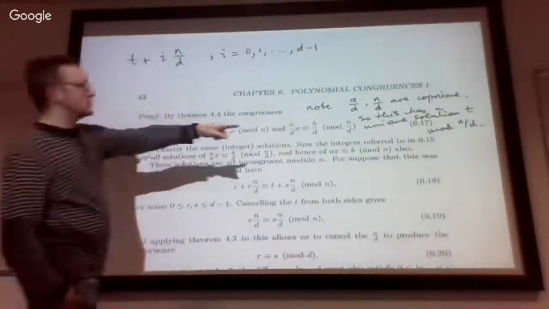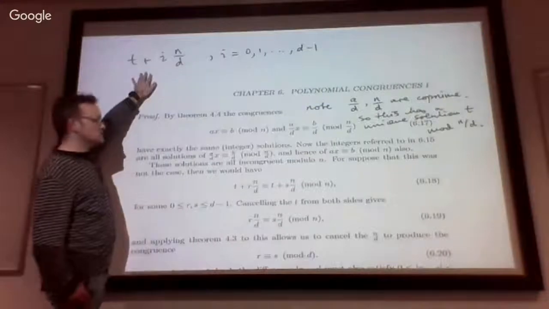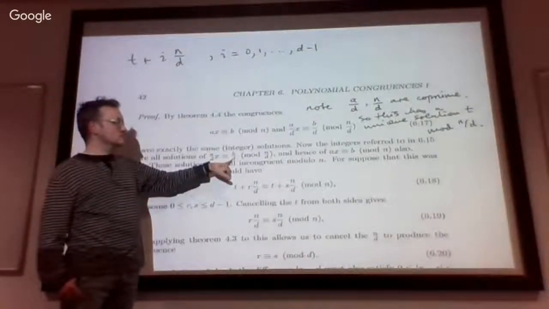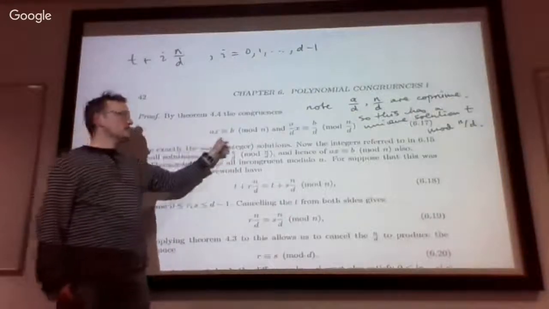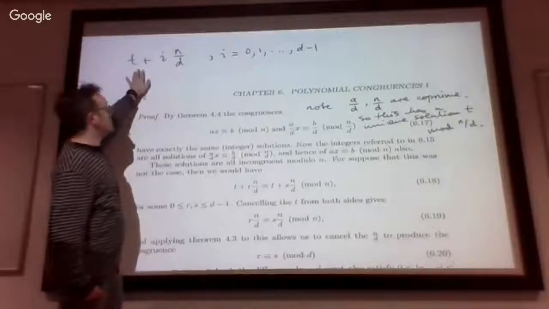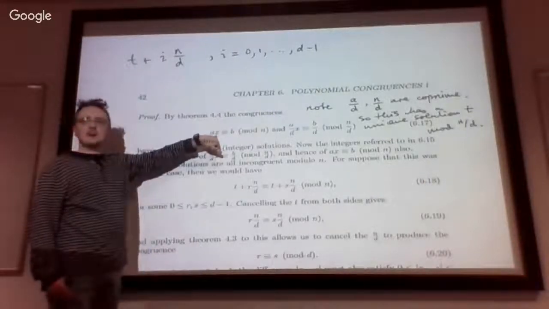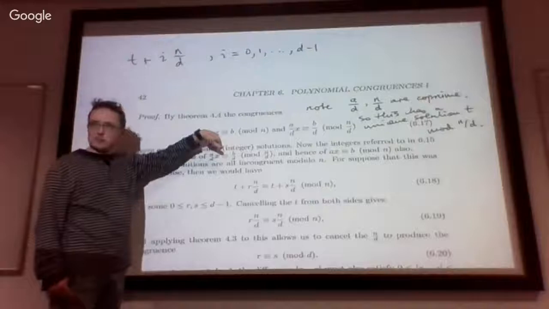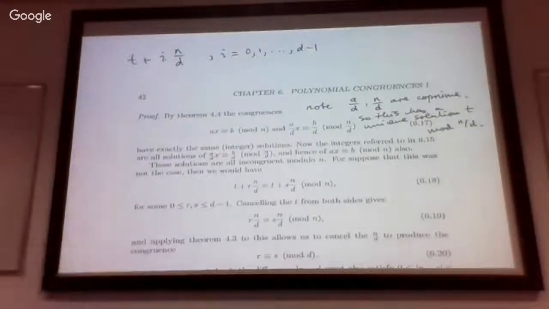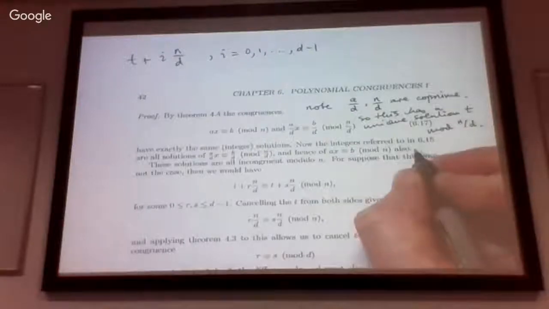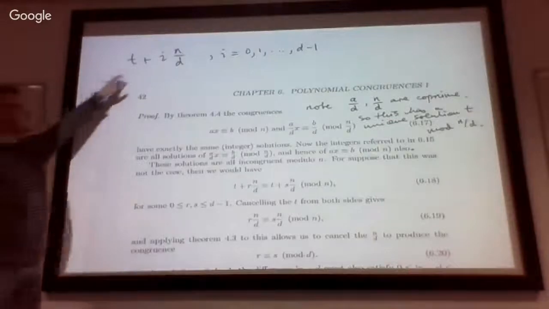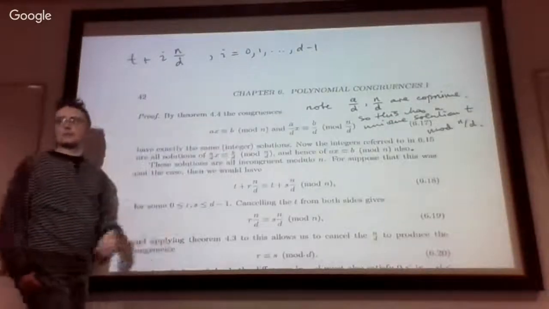The integers referred to in 6.15, namely these ones here, are all solutions of the reduced congruence, and hence of the original congruence, all those integers. So all of these integers here are possibilities for x. They're all solutions of the original congruence. So that's the point we reach at the end of that sentence there. All of these numbers are solutions of this.